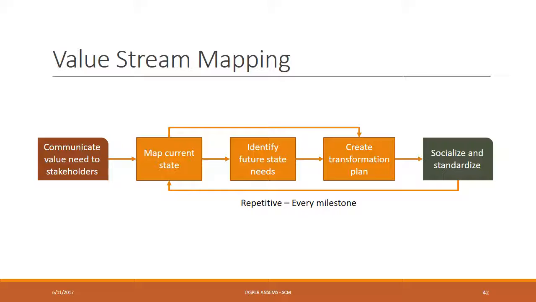So what is value stream mapping? It starts with communicating value need to the stakeholders. Then you map the current state, identify future state needs, and create transformation plan. And that comes to socializing and standardizing, and that's a repetitive circle, so every milestone you restart.